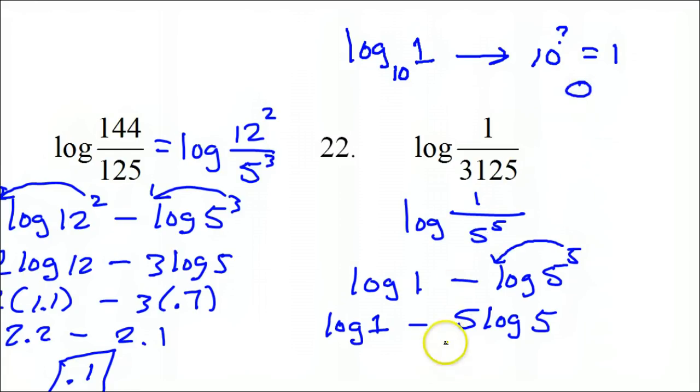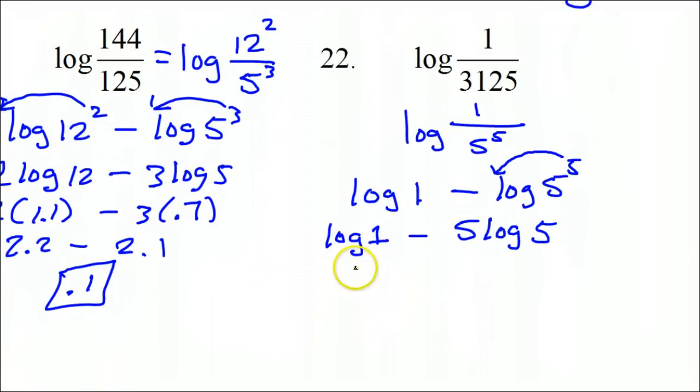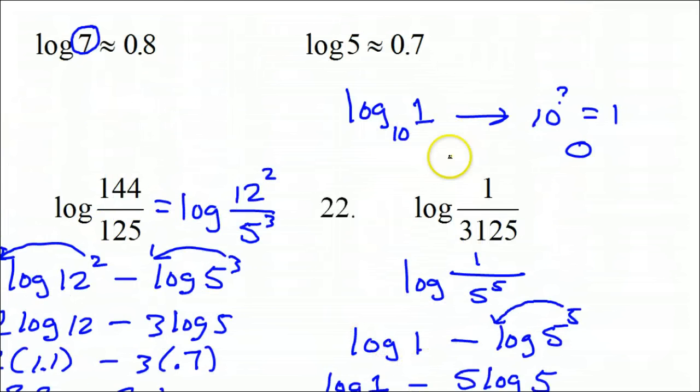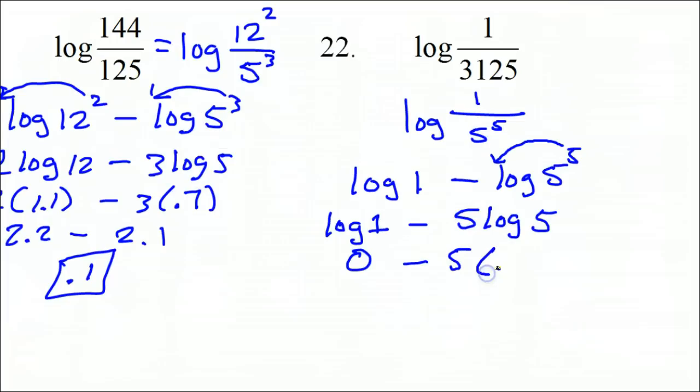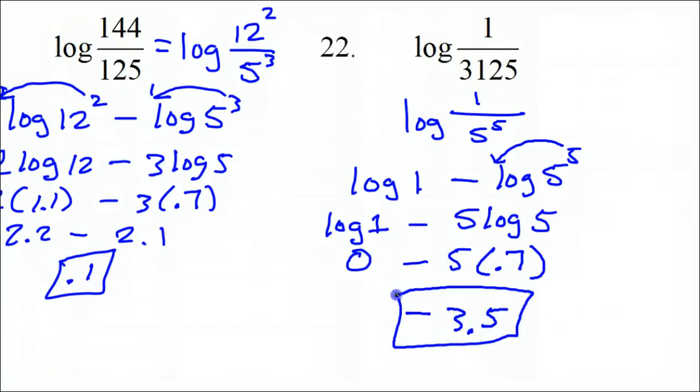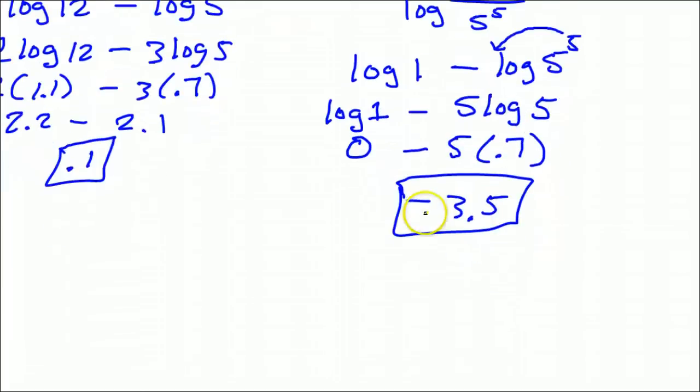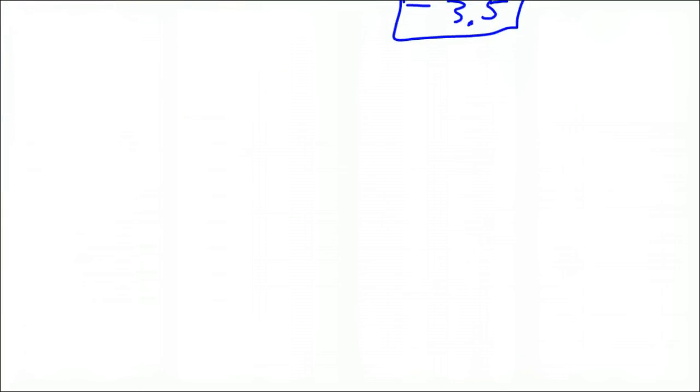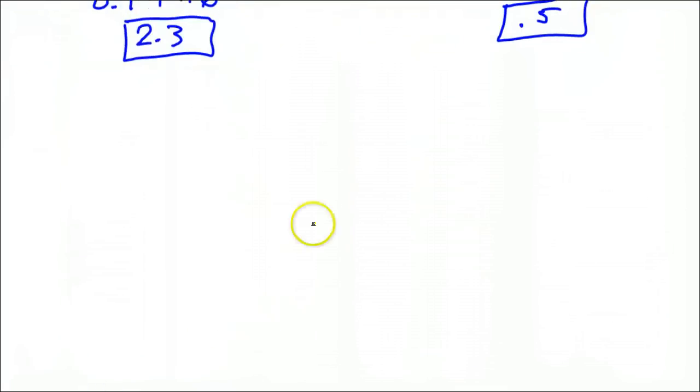So it's just 0 minus 5 times log 5. And log 5, let's see, what was that? Oh, that's 0.7. So this is going to be negative 3.5. And that is the answer to number 22. Oh, could it be? Is that the last problem? It's crazy. Yep, that was it. I will see you on the next video.